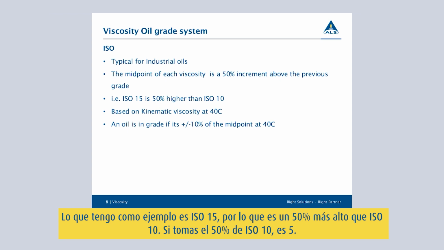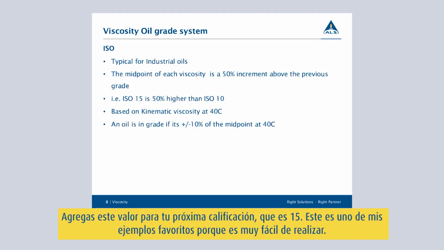So it is 50% higher than ISO 10. If you take 50% of ISO 10, so 50% of 10 is 5, you add that in and you have your next grade, which is ISO 15. That's one of my favorite examples to do.